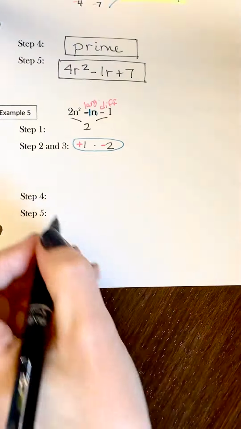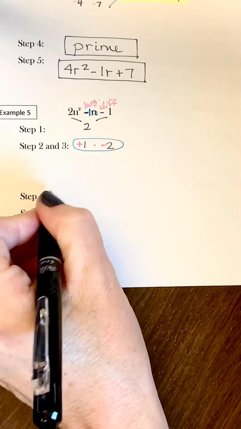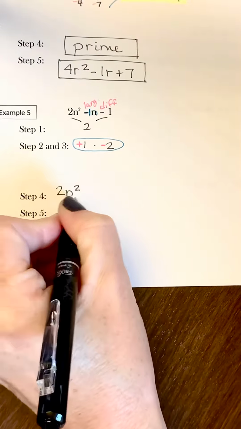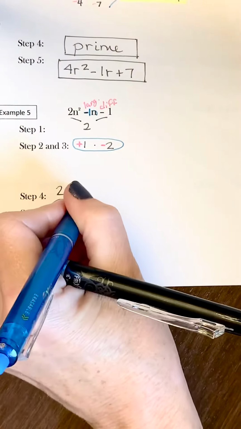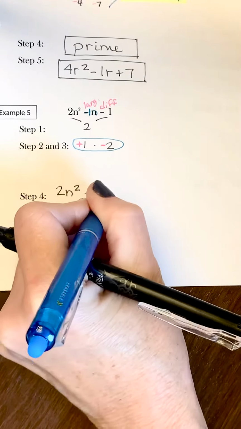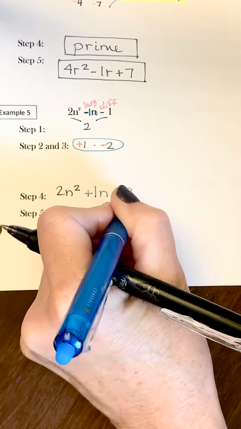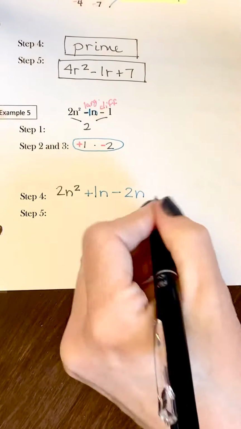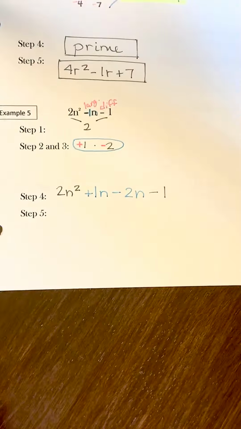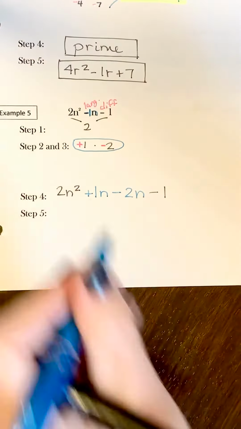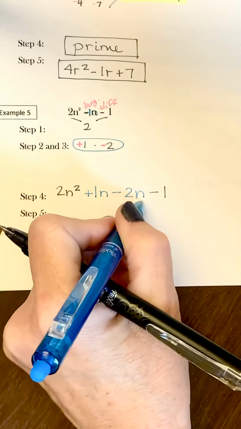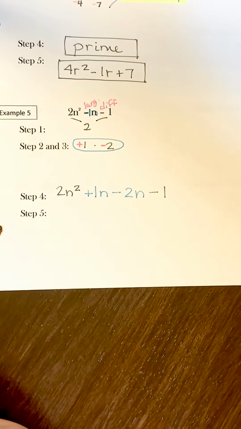Okay, so I will have 2n squared, first term stays the same. When I rewrite the middle term, I'll write it as 1n minus 2n, and then the last term will be the same. Okay, after you rewrite the middle term, then you have a 4-term polynomial. When you have 4 terms, you can factor by grouping. So we're going to group the first 2 together and the last 2 together.